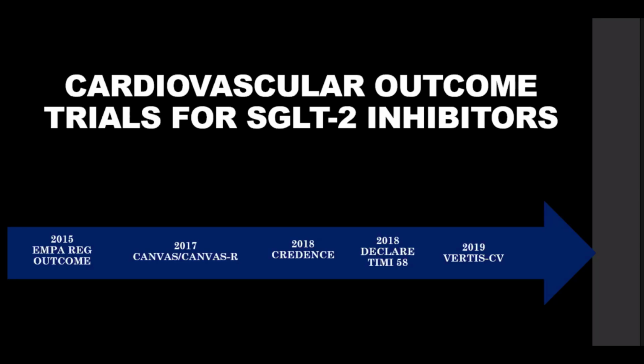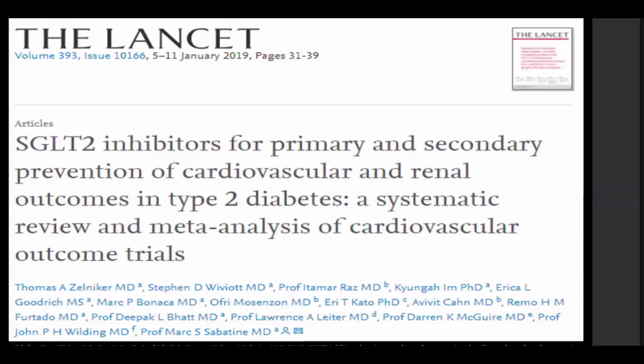Empiric outcome, CANVAS trial, CREDENCE, DECLARE-TIMI, VERTIS. These are some of the trials which were done in patients who had diabetes mellitus. Initially they found the role in patients who had diabetes to lower the HbA1c level, and they have found very beneficial effects in the diabetic population.